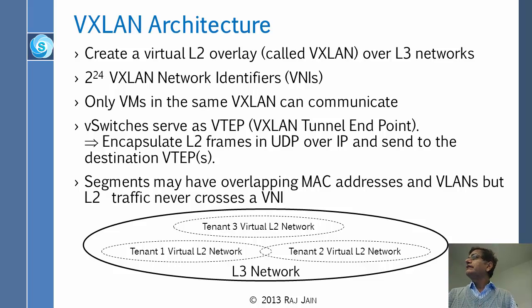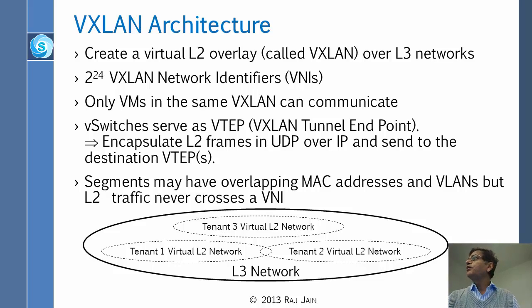So they use a tunnel, and the tunnel endpoint is called VTEP, which is generally a vSwitch in the hypervisor. And so the vSwitches serve as VTEPs, the tunnel endpoints, and they encapsulate the L2 frames in UDP over IP. Alright, so if you remember NVGRE, we took basically GRE in one scheme, in the other scheme we did Ethernet over MPLS over GRE. So here we are going to just use UDP over IP and send to the destination where it will be opened and the packet will be delivered.